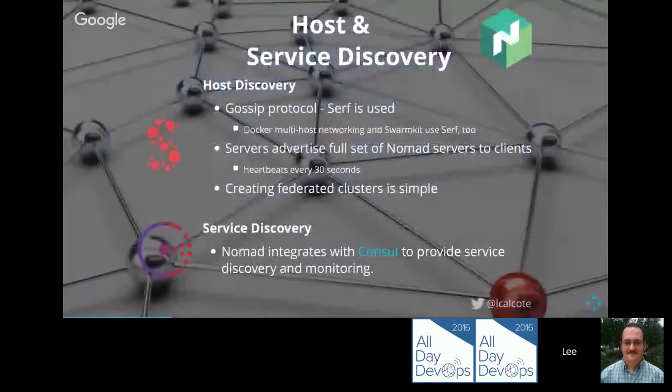In terms of host and service discovery and how that works in Nomad, Consul is there for service discovery. Serf is there for consensus between servers, for efficiently exchanging information about other servers and other Nomad clients, where they are, how much workload they have. These systems heartbeat between each other every 30 seconds. So conceptually, creating and federating clusters is simple with Nomad.